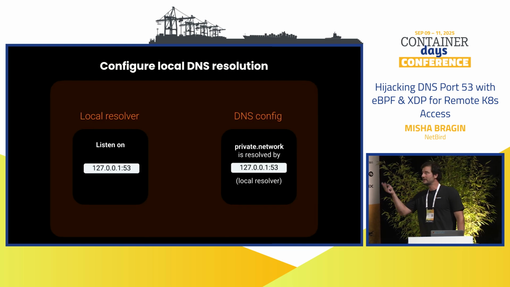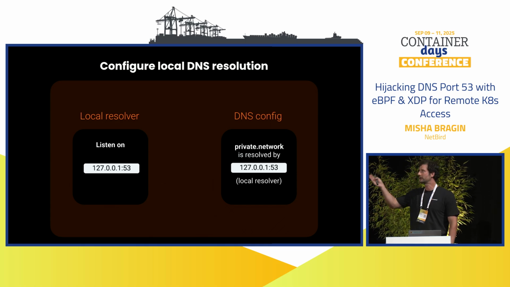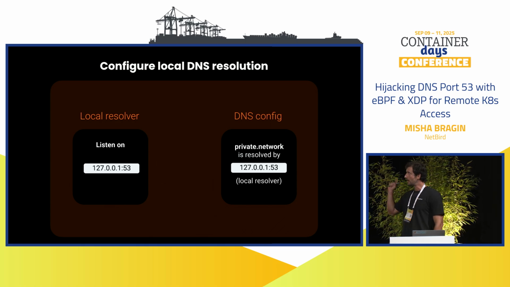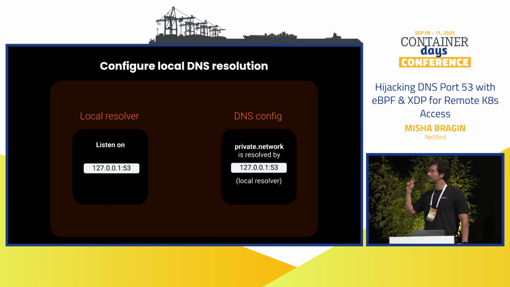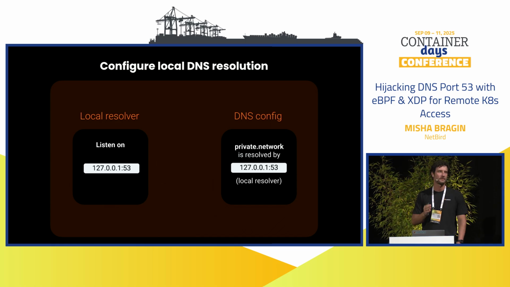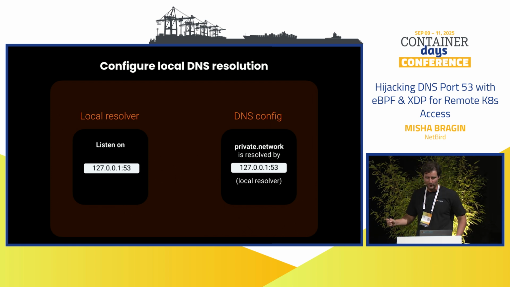Well, these are two things that you actually have to do then. If you have your resolver, you run it on port 53, 127.0.0.1, and then you need to configure the operating system to point the DNS clients to this custom resolver, right? So you just add an entry: private.network should be resolved by this resolver. Brilliant, so no problem.